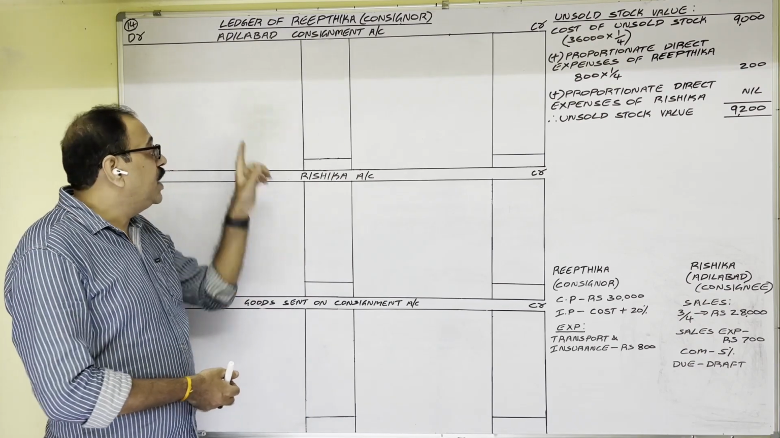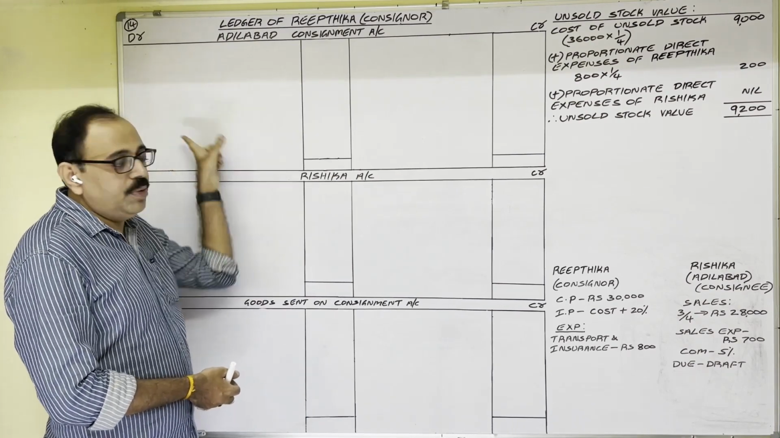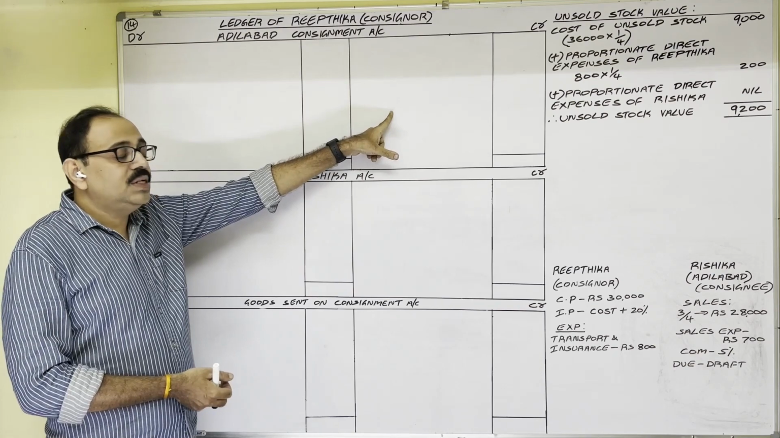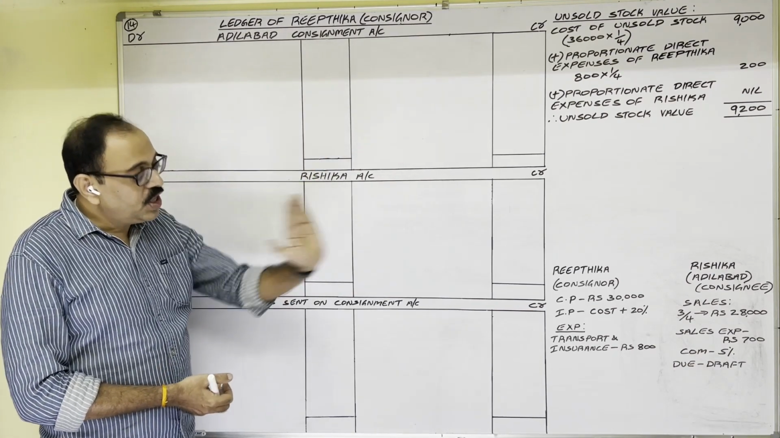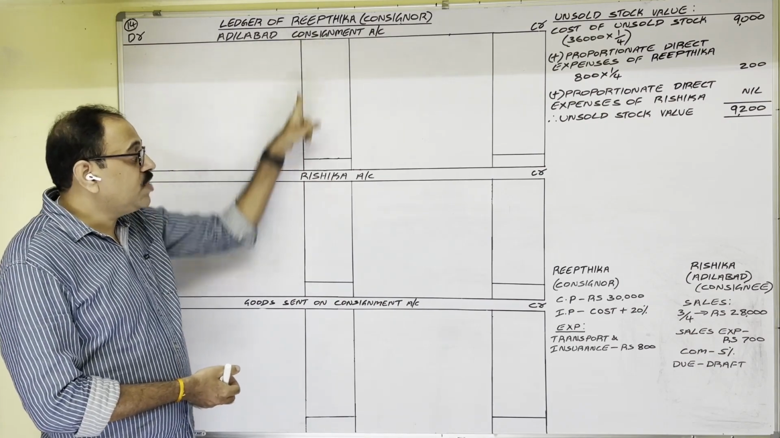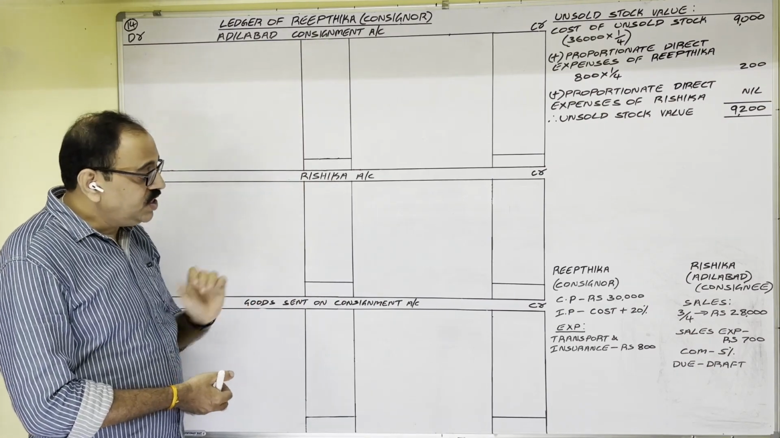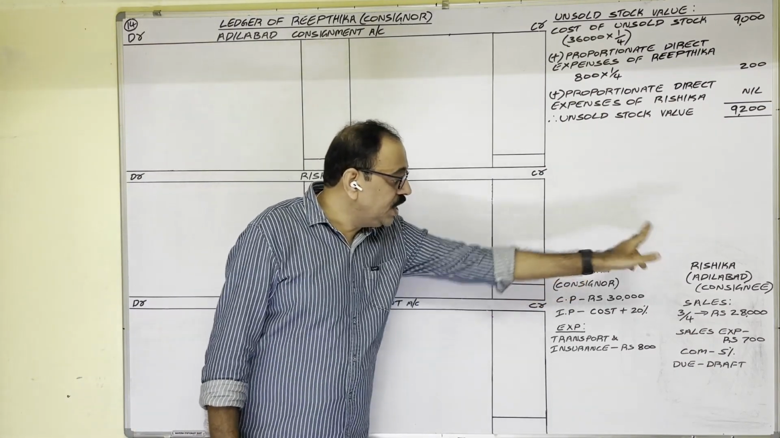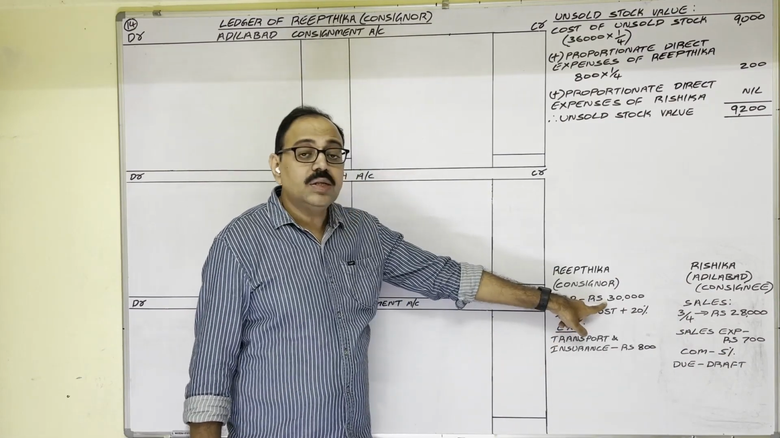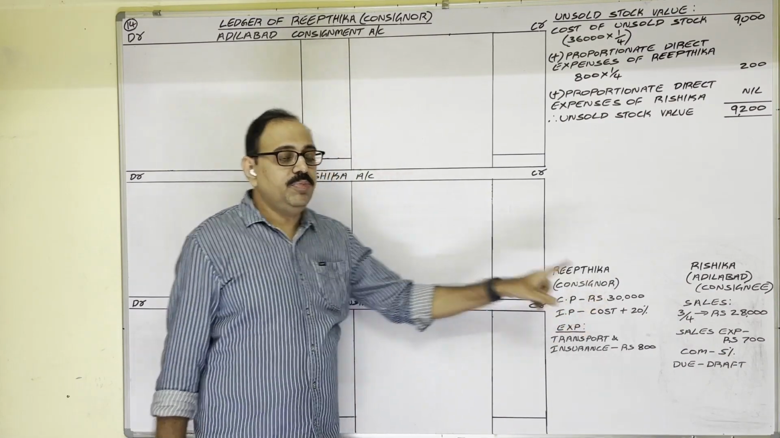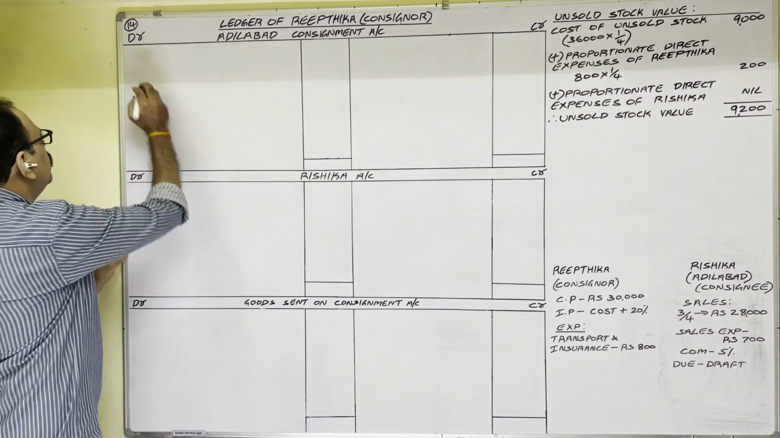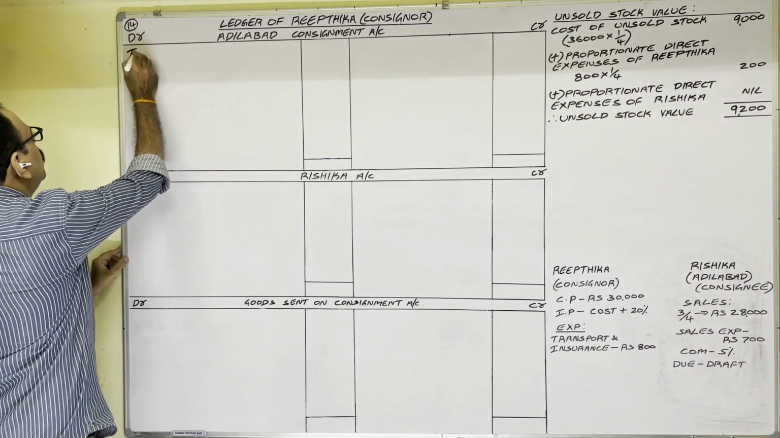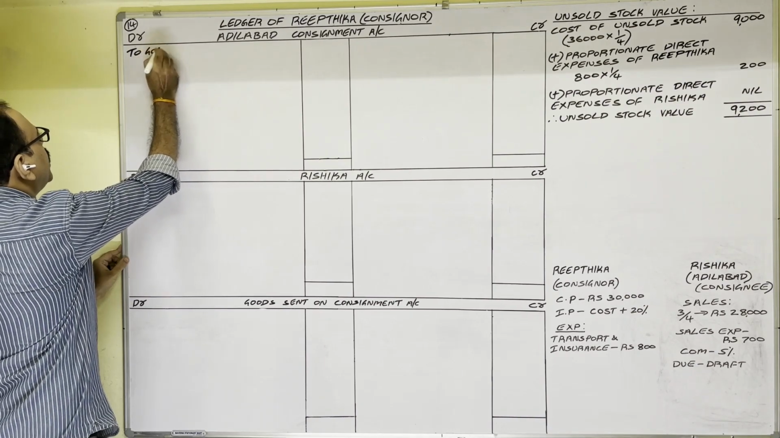Consignment business related expenses and losses we have to show on the debit side. Consignment business related incomes and gains on the credit side. So think from the consignor's point of view, because we are now preparing the ledger of the consignor. First, what happened? The consignor sent goods. Cost 30,000. Cost means expenditure, no? Debit side. So for sending the goods, you should write 'To Goods Sent on Consignment Account'.